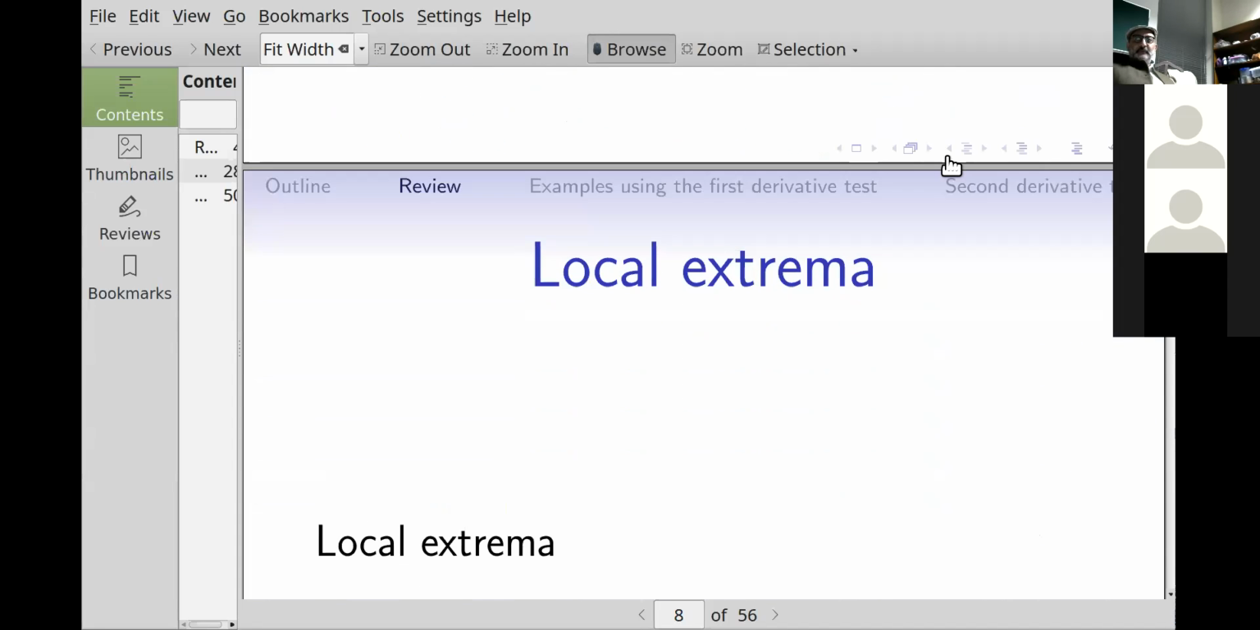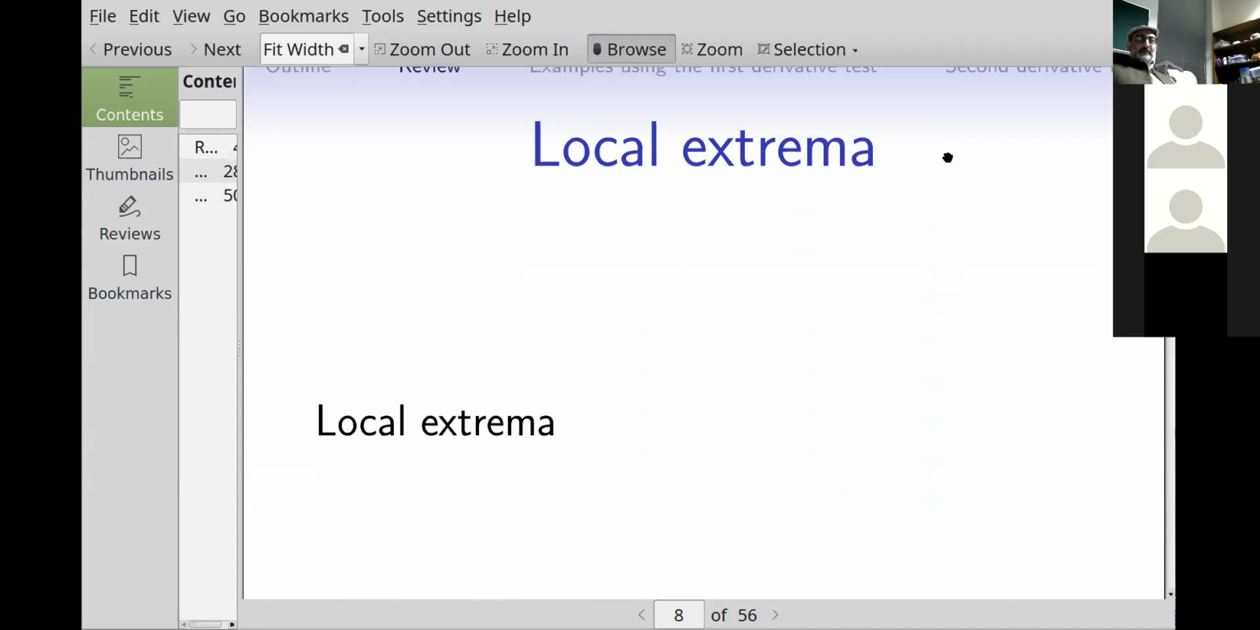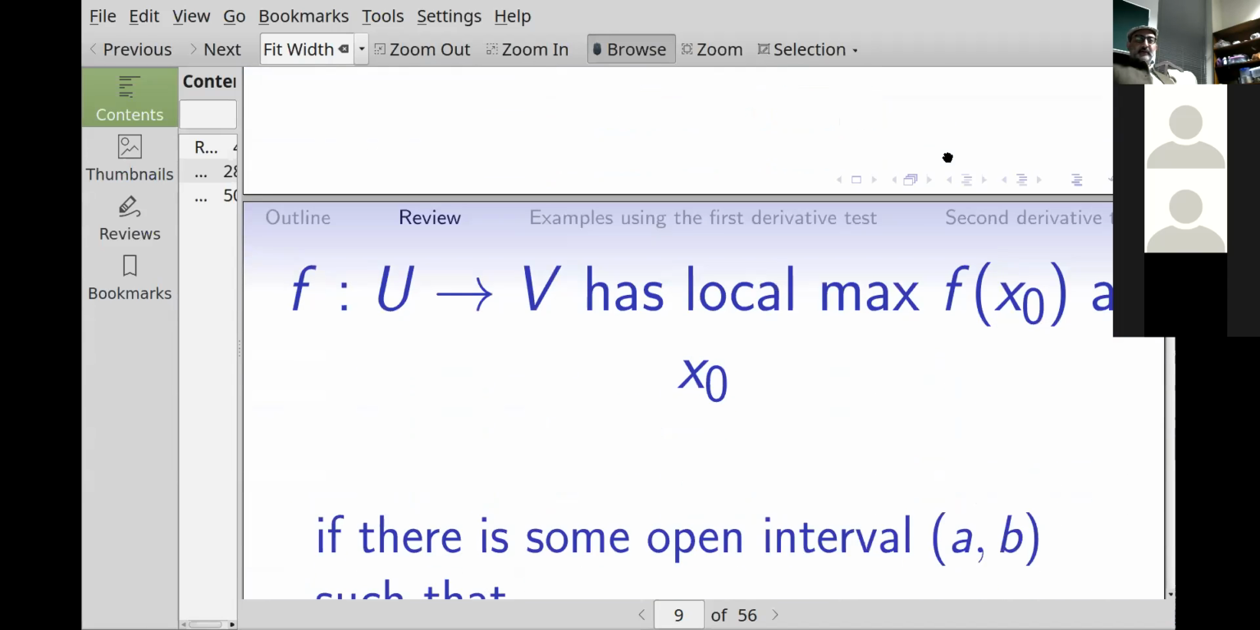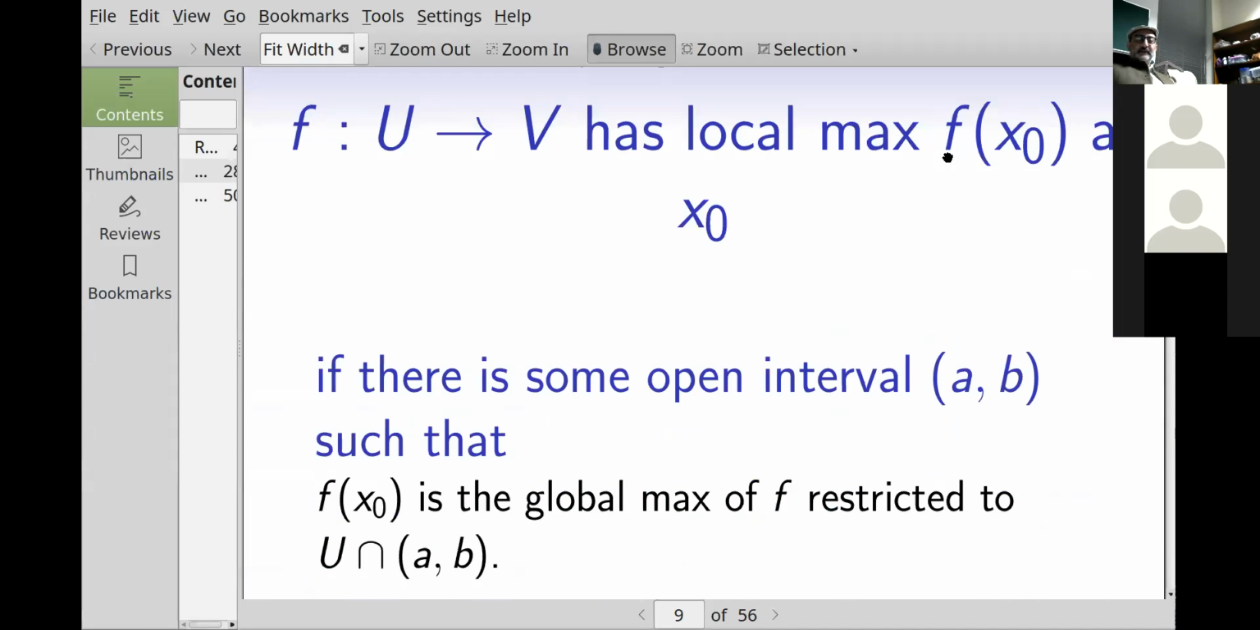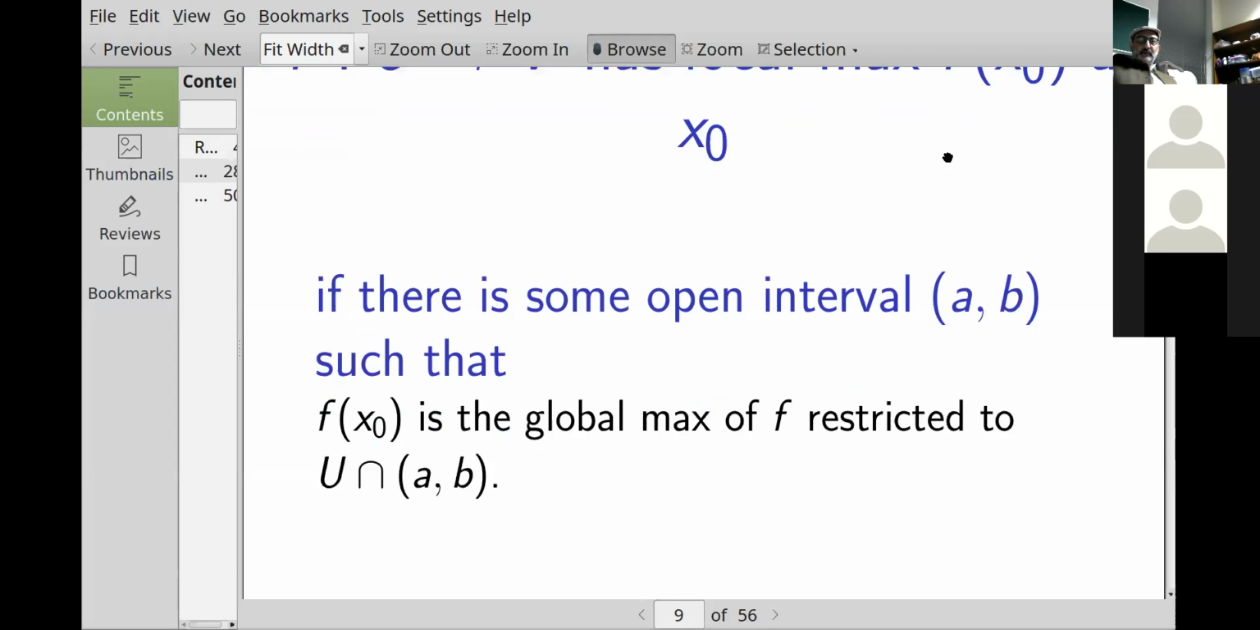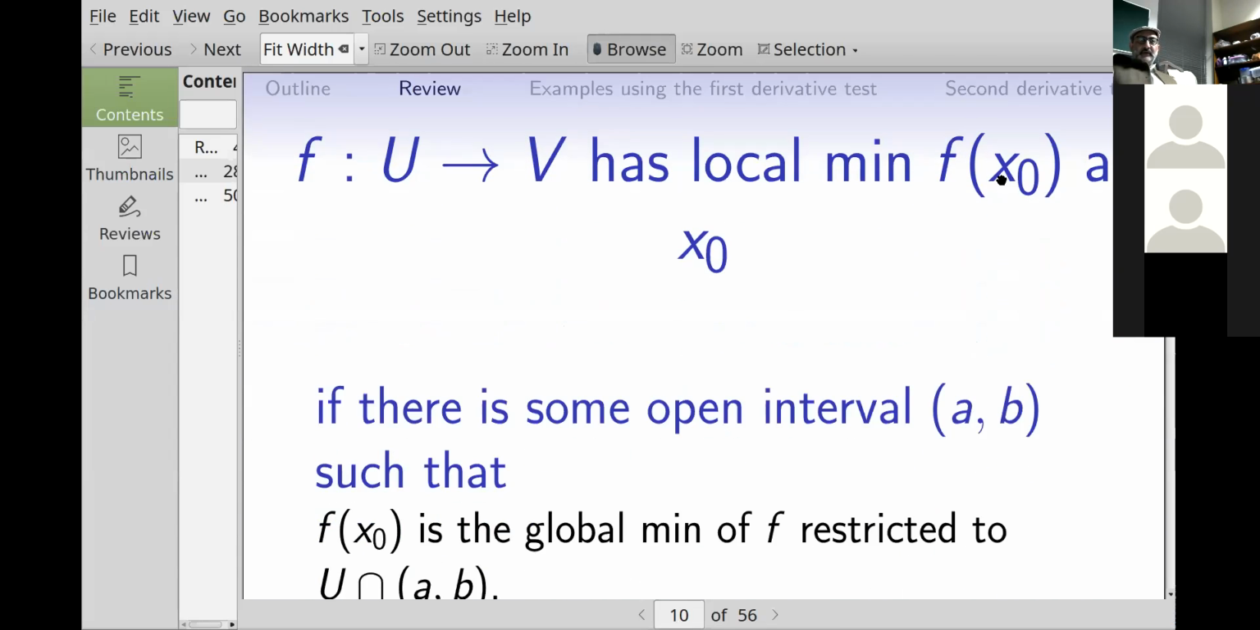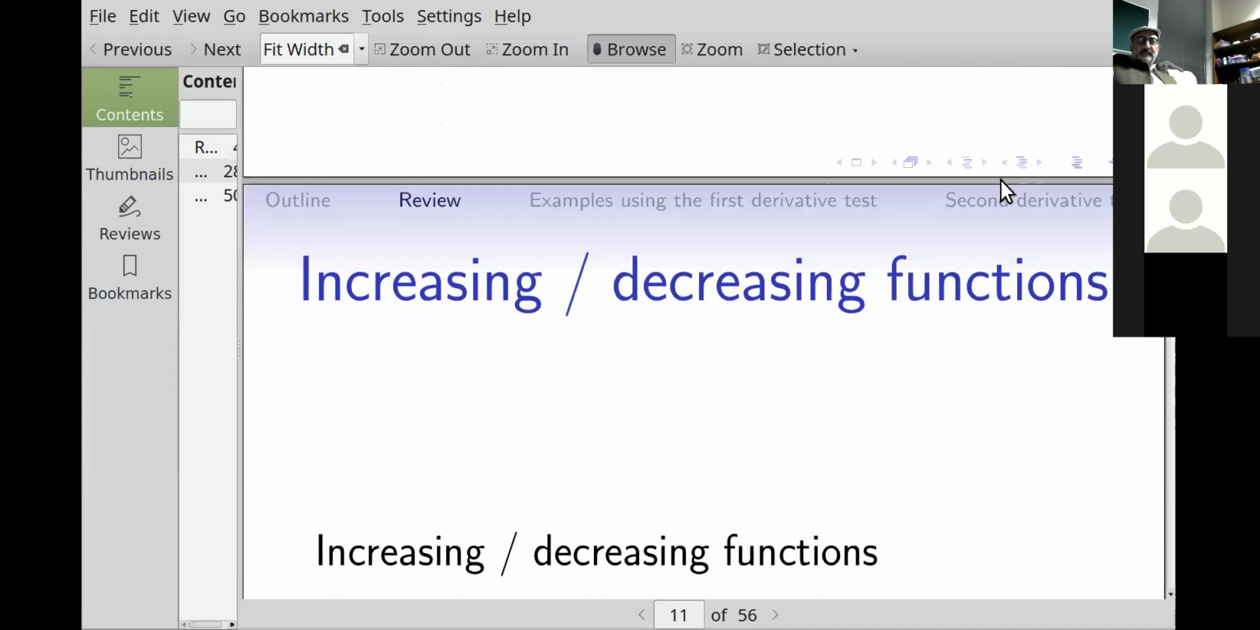Okay, then we define local extrema. And there the idea was that if in some neighborhood, so you take your domain and then you intersect it with some open interval, and if on that intersection the values have a maximum or a minimum, then we speak of a local max or min. Right, so we did that before.